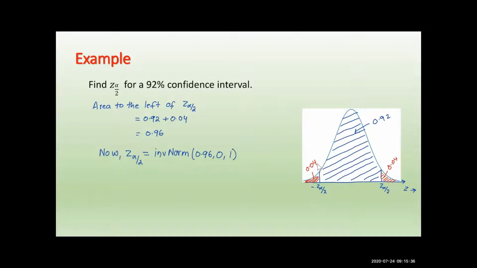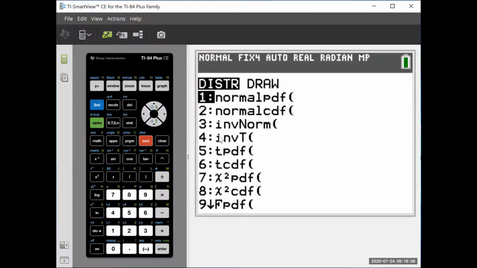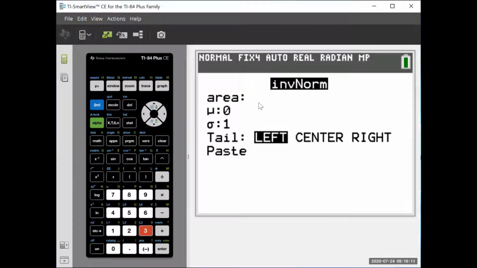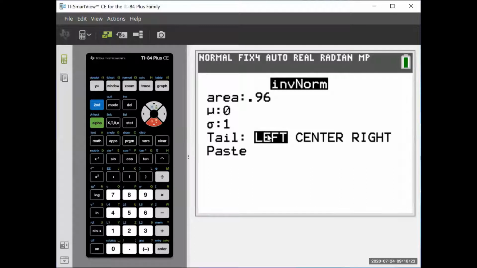So we are going to use our TI-84 calculator and get this result. In the TI-84 calculator, you go to second, then vars, and then number 3. Here you put your area, which is 0.96 in our case. Your mean is 0, standard deviation is 1. This is area to the left. If you have left, you select left. Otherwise, you don't have to do anything. You just go to paste.